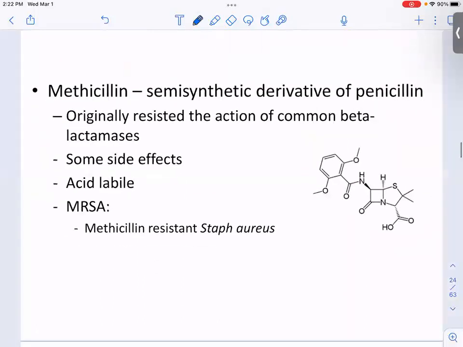Kind of a second generation penicillin, methicillin came out, I believe, in the 1950s. And we don't use methicillin anymore. But I did want to mention it because it's one of the early semi-synthetic derivatives of penicillin, meaning you're just kind of monkeying with the side chain a little bit. And they did that because it had a little bulkier side chain, and they thought that that was going to protect the drug from beta-lactamases produced by bacteria. And it did for a while. A little more side effects than penicillin, some kidney toxicity.